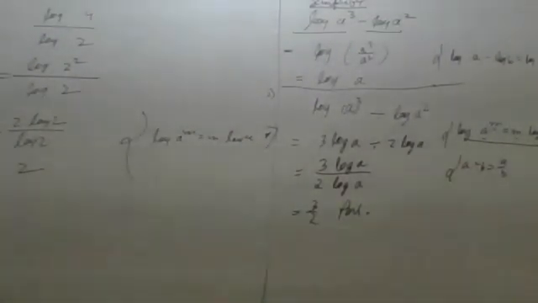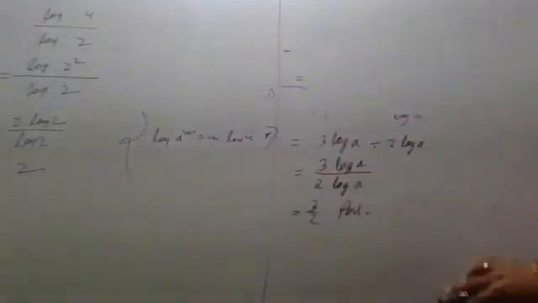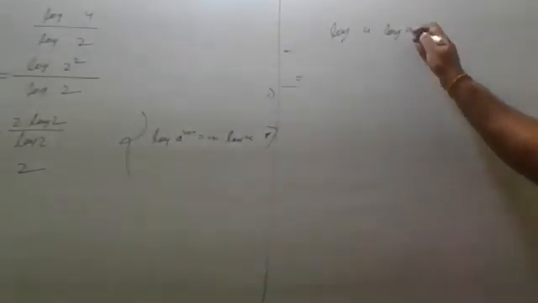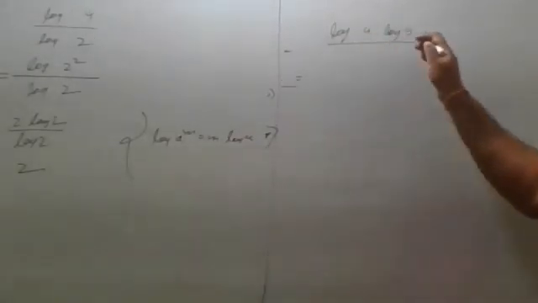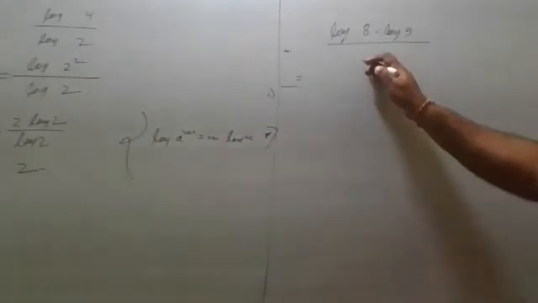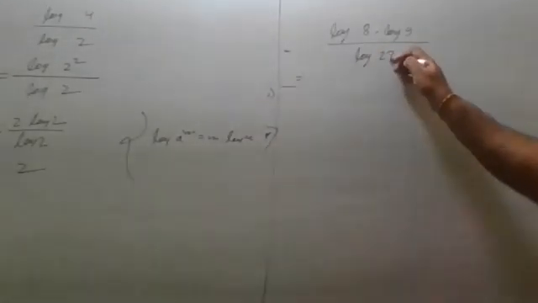Whenever you read a question, put your finger below that line. Whenever you read anything, you have to put your finger below that question. Everyone, now read the question. Read again. Log 8 into log 9 over log 27.